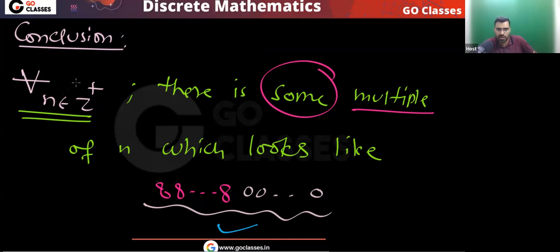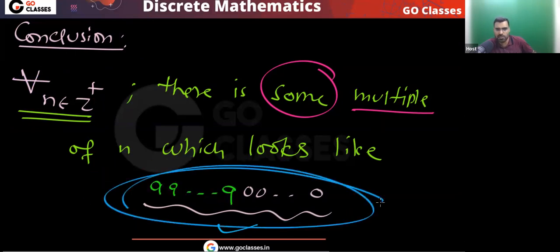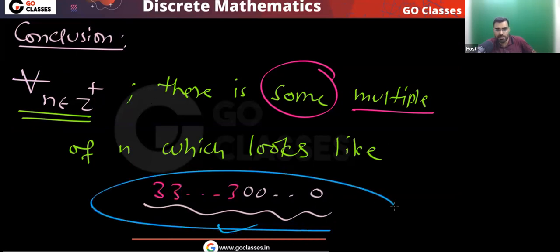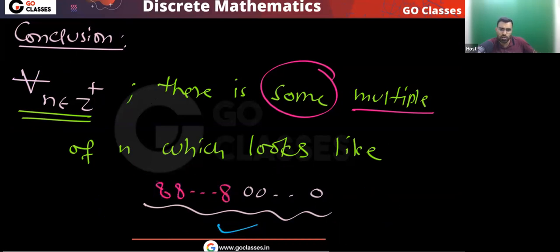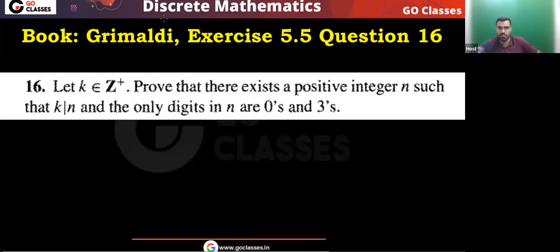That's it. Whatever positive integer you take, this n can be 99, 999, this can be 1 crore, whatever positive integer you take, there is some multiple which will look like this. Can you see this is a cool theorem? Do you agree with me that this is a cool theorem? Is there anyone who is finding this theorem cool? And the proof is also extremely simple.